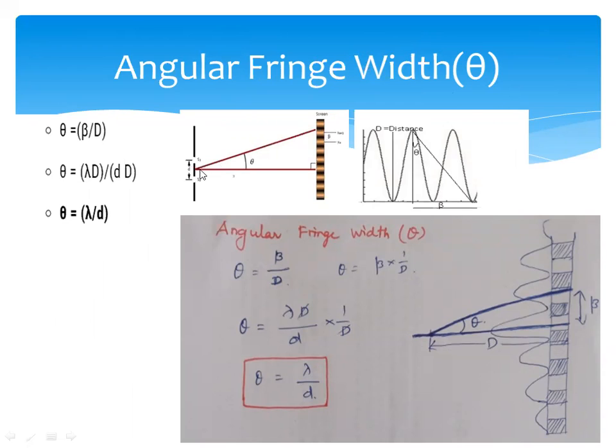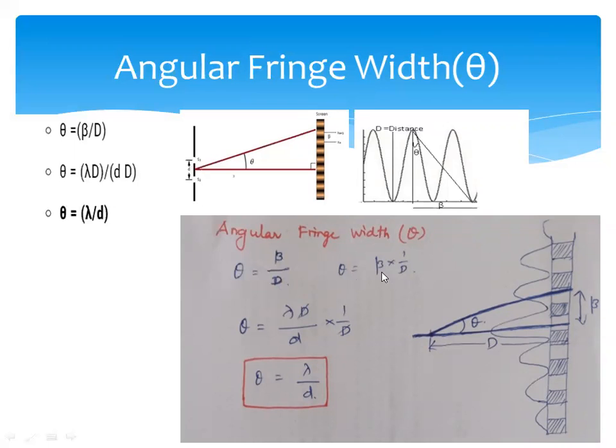We consider one straight light which goes and constructs the central bright band, and this is the nth bright band which is making an angle theta. So this is considered as the angular fringe width. Angular fringe width theta is equal to beta by D. Can you see here? This is the central bright band, and this is the second bright band. The distance between these two is beta. Theta is equal to opposite by adjacent, which is beta divided by the adjacent. Adjacent is capital D. So theta is equal to beta by D, which we can write as beta into 1 by D.